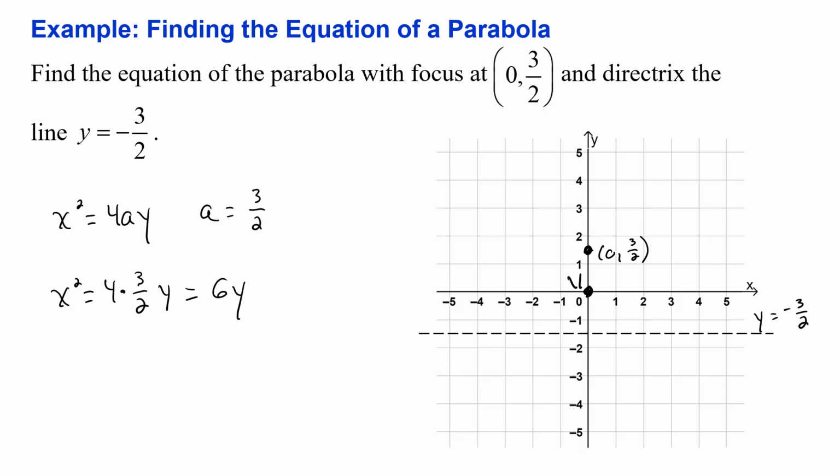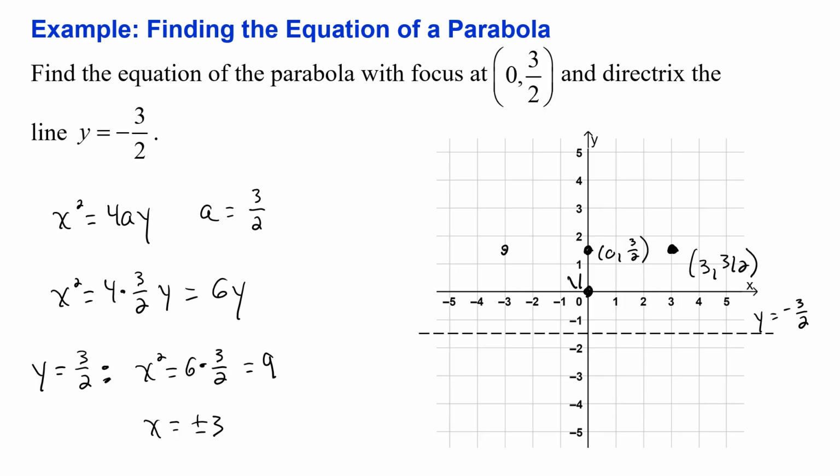Now that we have the equation, let's finish graphing the parabola. To do this, we will find the two endpoints of the latus rectum by substituting y equals 3/2 into the equation x squared equals 6y. This will give us x squared equals 6 times 3/2, which is 9, and therefore x is equal to plus or minus 3. So on our xy grid, let's plot these two points at (3, 3/2) and (-3, 3/2). Now that we've plotted all the guiding information, let's draw the parabola from the vertex through each of the two endpoints of the latus rectum.